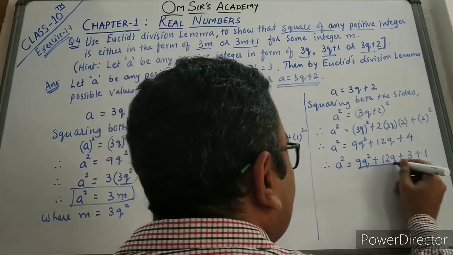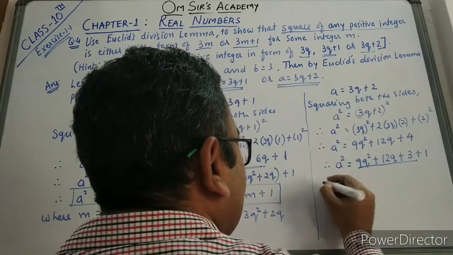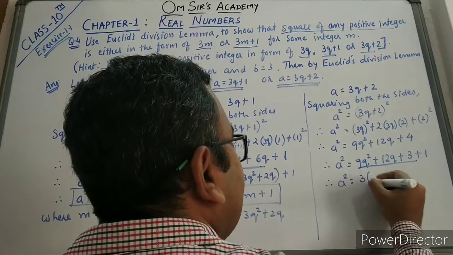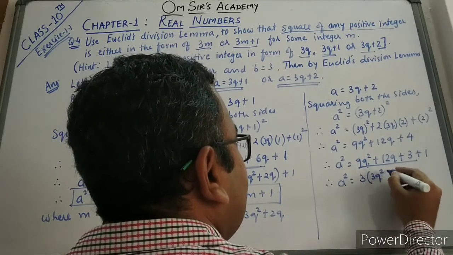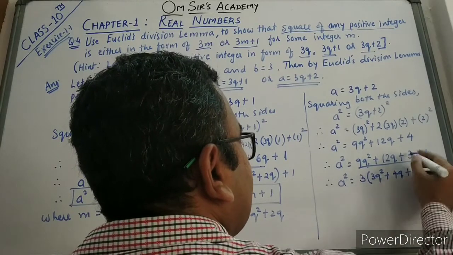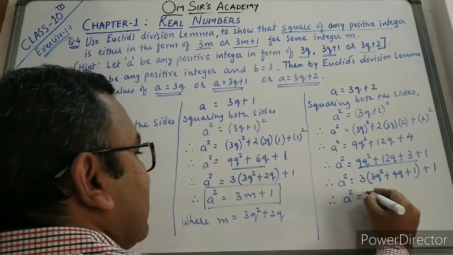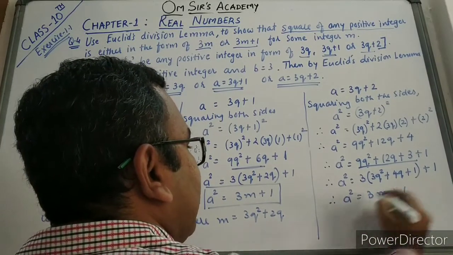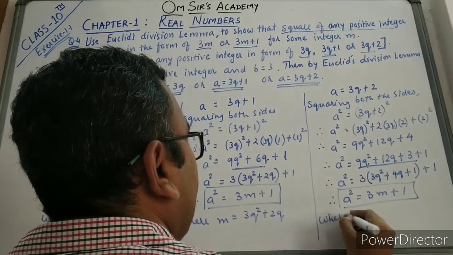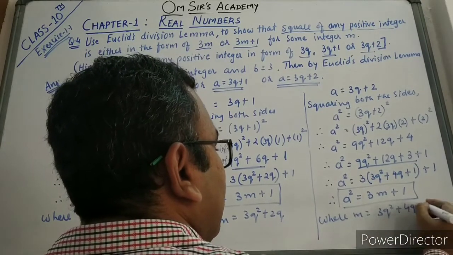Now see, from these three terms, 3 can be taken common, right? And in the last, 1 is left. So a square equals, I take out 3 common from these 3 terms, it will be 3(3q square plus 4q plus 1) that is 3 4s are 12, 3 1s are 3, plus 1. So it is in the form of a square is equal to 3m plus 1, where m is equal to 3q square plus 4q plus 1.